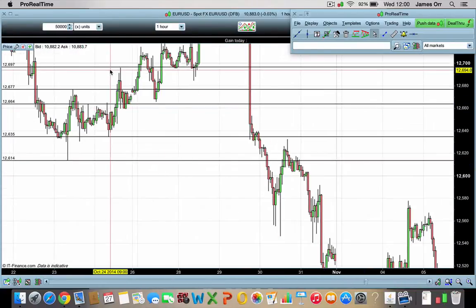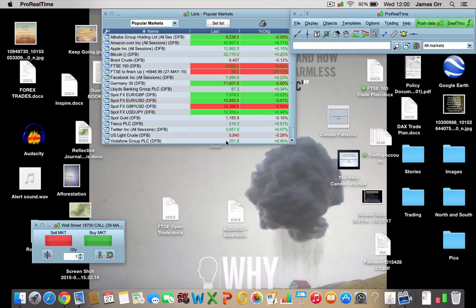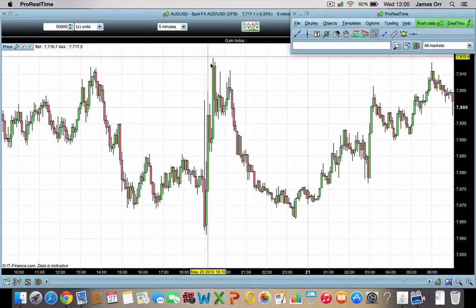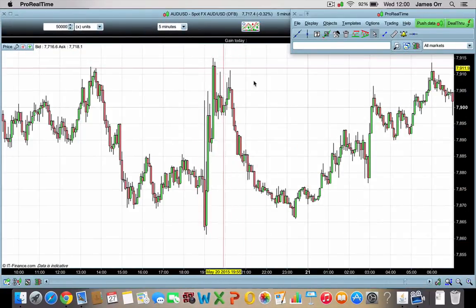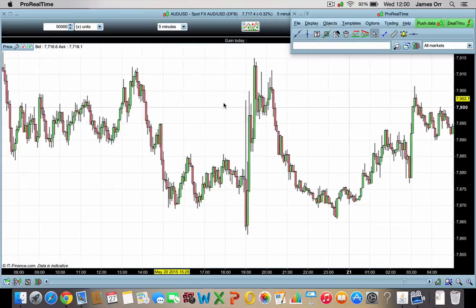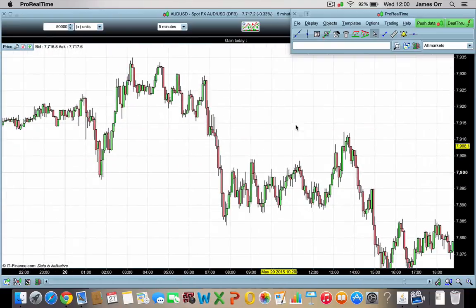Okay, so that's the 1 hour chart. I'm going to drop down onto the 5-minute chart on a different pair. I'm going to show you that it works exact same on the 5-minute, and I'll also show you a quick trick for drawing support and resistance. This is what I used to do when I first started.